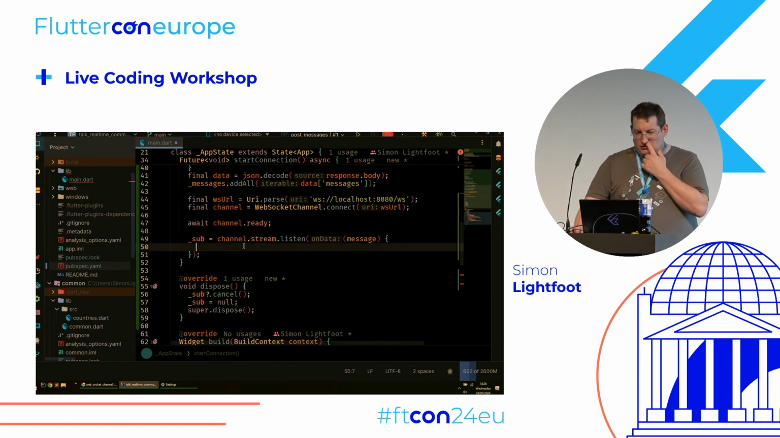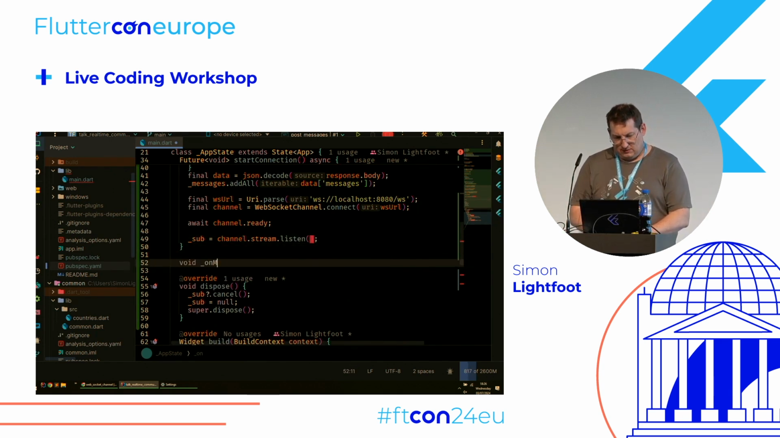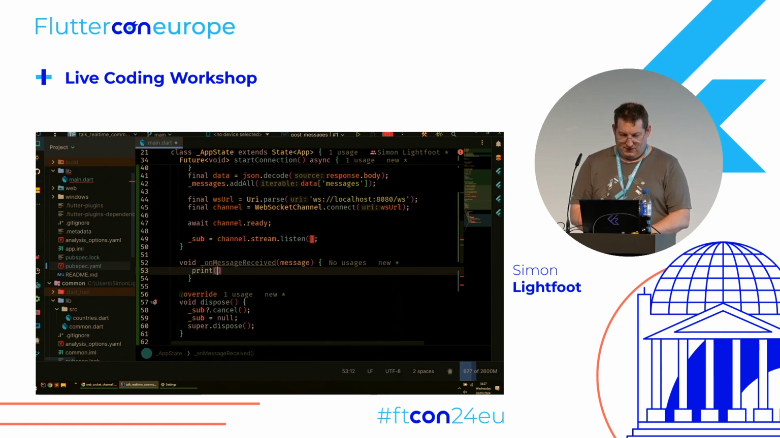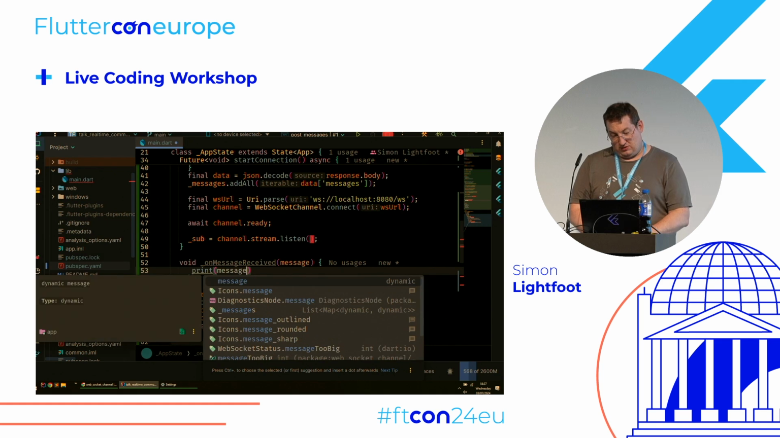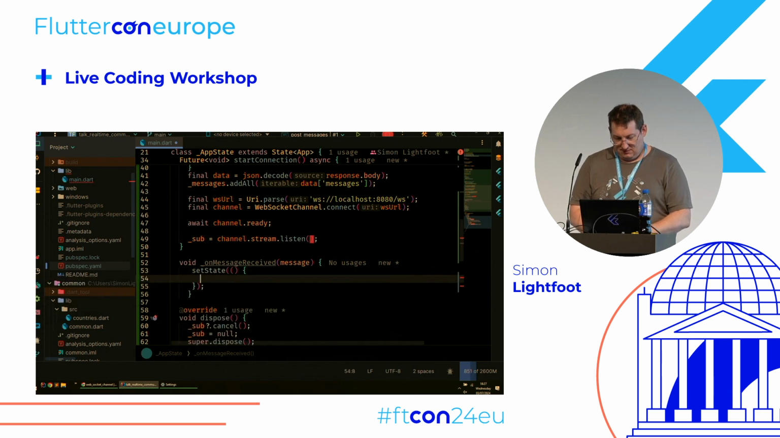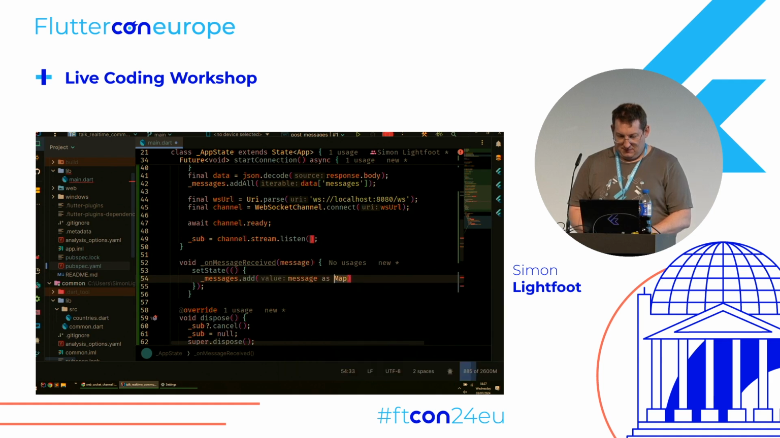Right, so we're going to have our streaming messages coming in. Say void on message received, and we're just going to print that out for a second. Do we put in? We could. Yeah, do you know what? Let's just go for it. Go for broke. Set state. Messages, add message as map. This is really dodgy. Don't look, Tomek, don't look.